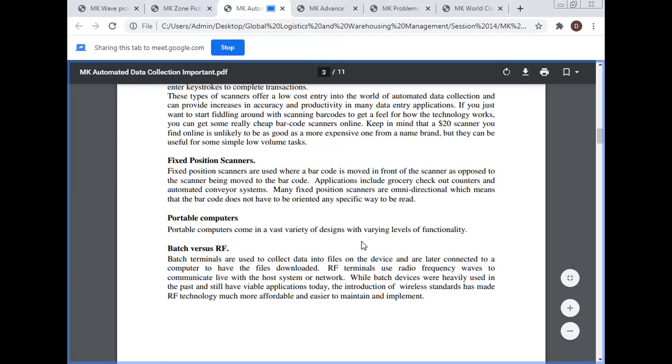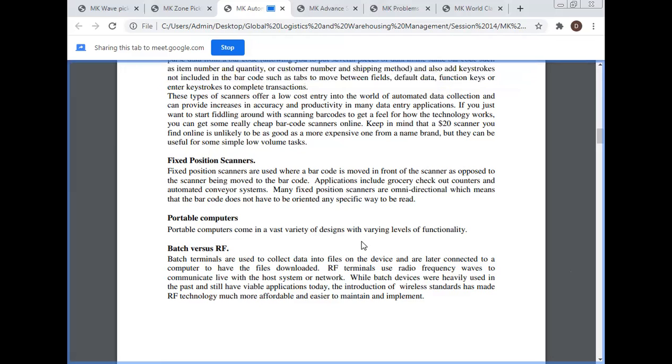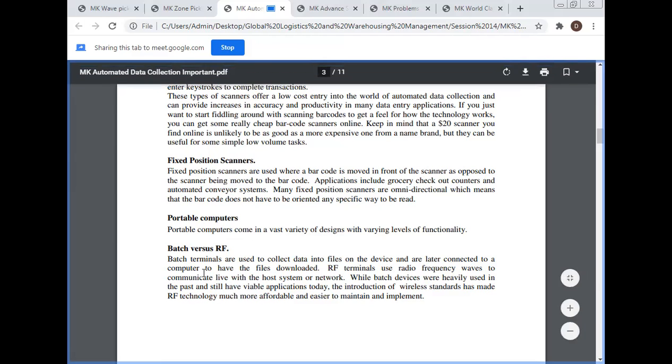Portable computers. Portable computers come in a vast majority of designs with varying levels of functionality. Batch versus RF. Batch terminals are used to collect data into files on the device and are later connected to the computer to have the files downloaded. RF terminals use radio frequency waves to communicate live with the host system or network. While batch devices were heavily used in the past and still have viable applications today, the introduction of wireless standards has made RF technology much more affordable and easier to maintain and implement.